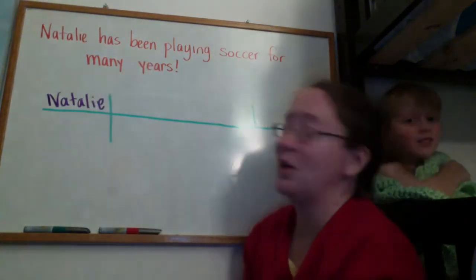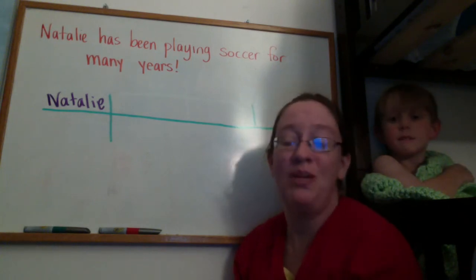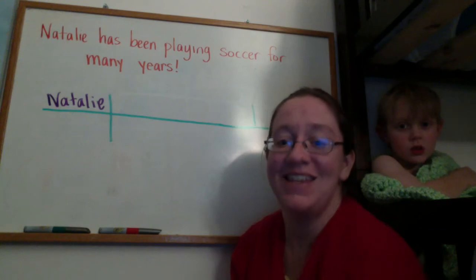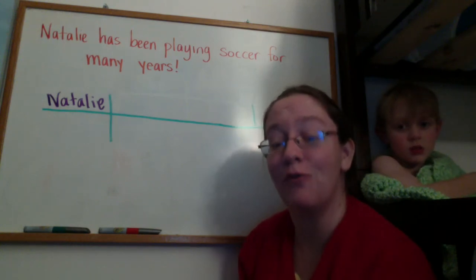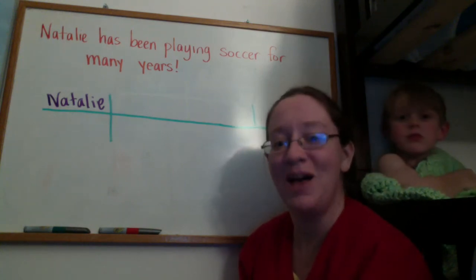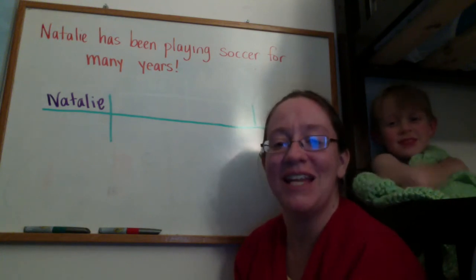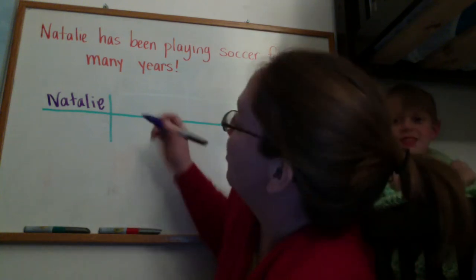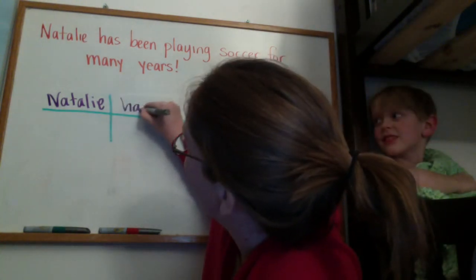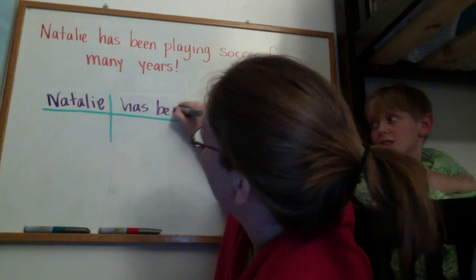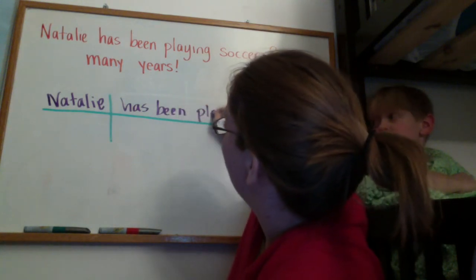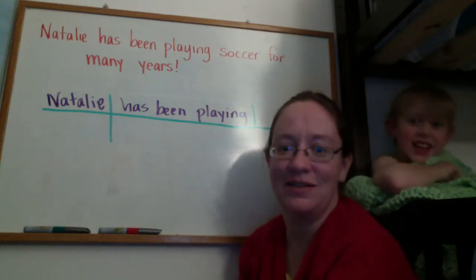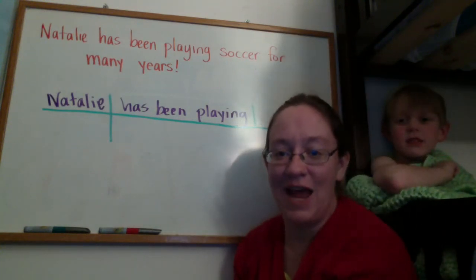Then we need to figure out what is the verb. Well, we know playing is an action verb, so that's pretty easy to figure out. But I see that I have two helping verbs in front of playing, and those helping verbs are giving me an additional idea as to when this playing occurred. So I'm going to put all three of those together in the verb spot because they are working together to form the main verb of our sentence. So far we have Natalie has been playing.